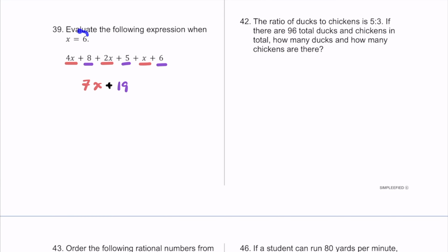And we see here that x is 6, so if we've done this correctly, we can just substitute in that 1 time once we've combined all the terms here. So it's 7 multiplied by 6, and then plus 19. 7 times 6 is 42. 42 plus 19, that's going to be 42, plus 10 is 52, plus 9, that's going to be 61.